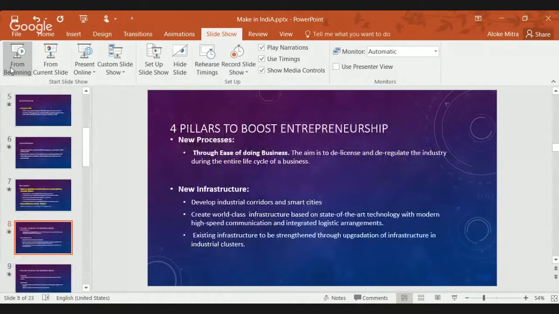So the government has designed this Make in India campaign on 4 pillars to boost entrepreneurship. The first pillar is new processes. Government understands that ease of doing business is the single most important factor to promote entrepreneurship. Now, through this, the aim is to de-license and deregulate industry during the entire life cycle of a business.